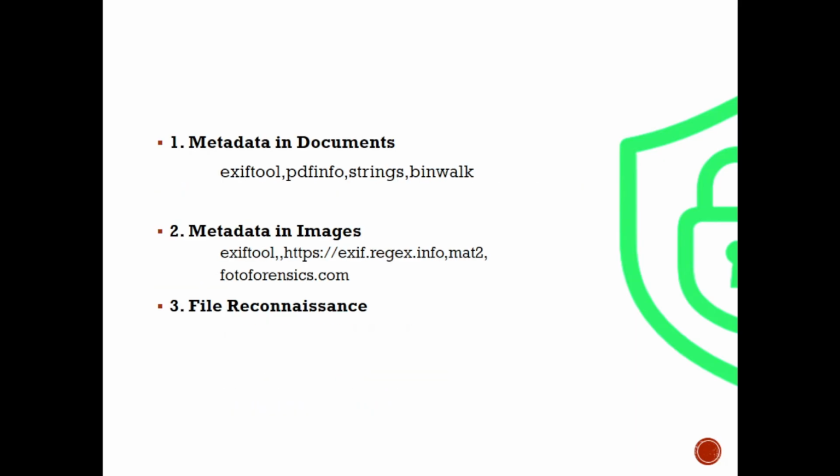One: metadata in documents. Office files like .docx, .pptx, PDF, etc. often contain author names, software version, and more. Tools to extract metadata: ExifTool, Universal Metadata Reader, pdfinfo for PDF metadata, Microsoft Word's File, Info, Properties, strings for a quick command-line peek, and binwalk for embedded files.